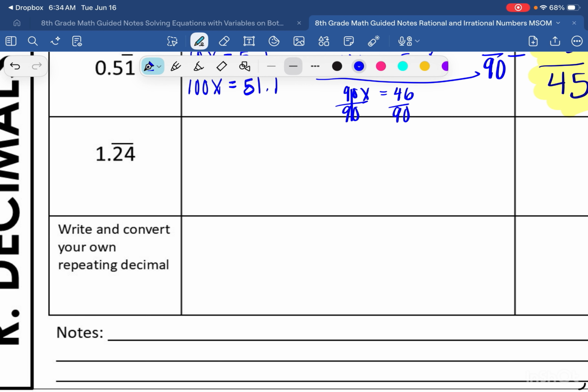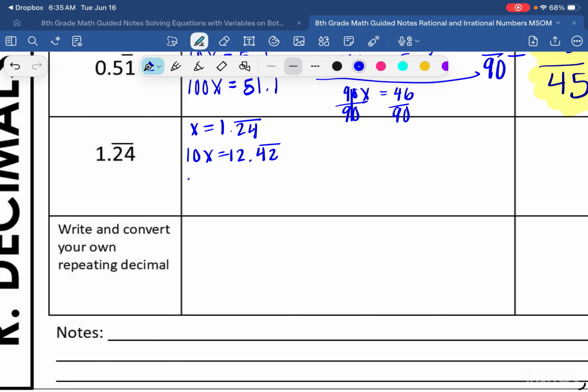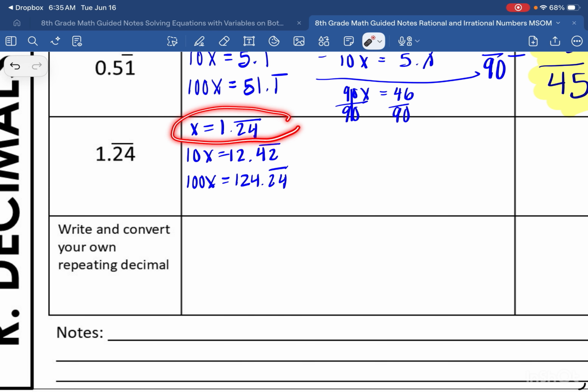Okay, 1.24 repeating. So x will equal my decimal. Start multiplying by 10 here. 10x equals, my decimal moves over one spot, so it's 12.42. I guess that would be repeating. Could be 42, 42, 42, right? So those are not going to work because they will not cancel when I subtract them because they are not exactly the same. So let's multiply by 10 again. I get 100x equals 124.24 repeating. Now I can use this equation right here and this equation right here because my decimals are exactly the same and they will cancel when I subtract.